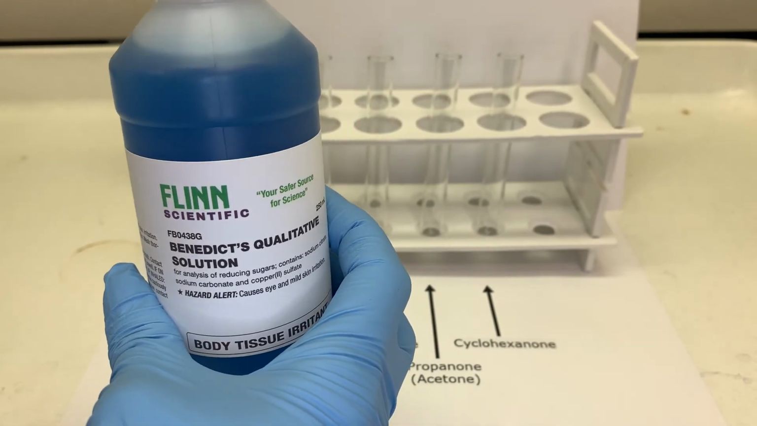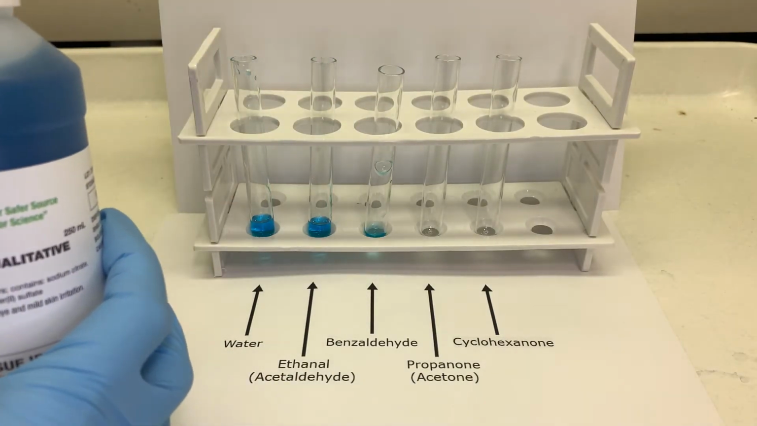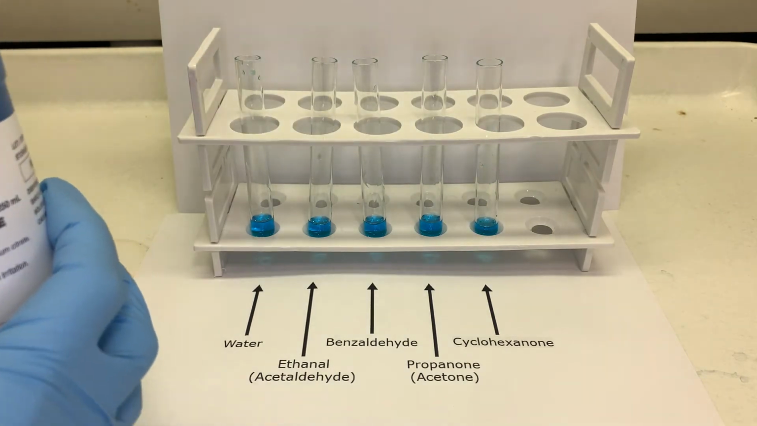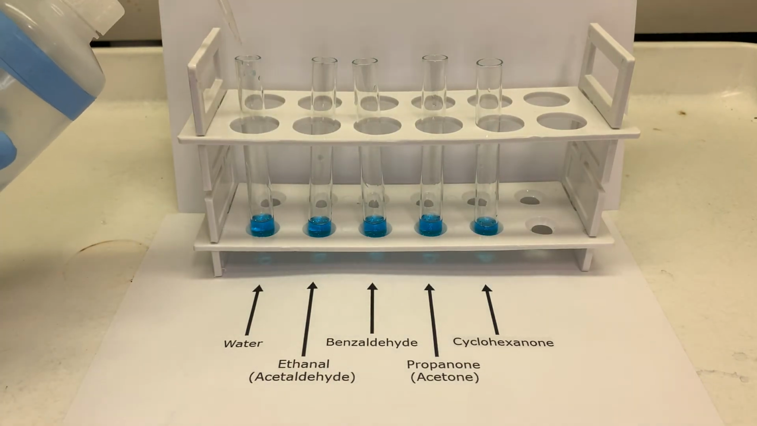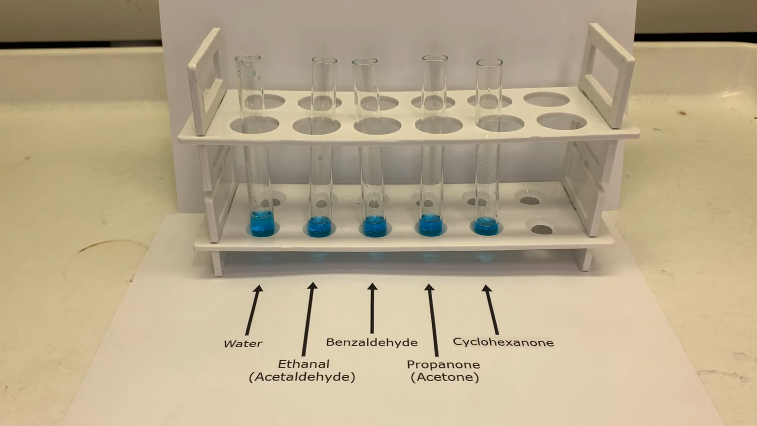For example, aromatic aldehydes do not tend to react with Benedict's. It works best with simple, straight-chained, or branched aldehydes, like glucose. So let's start the lab.